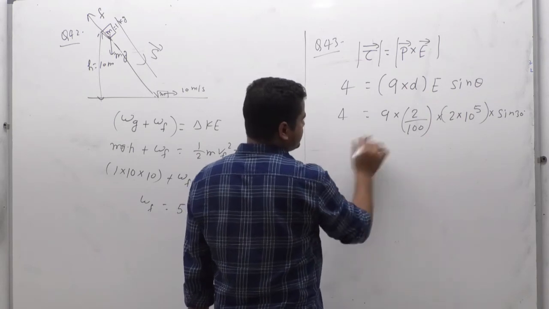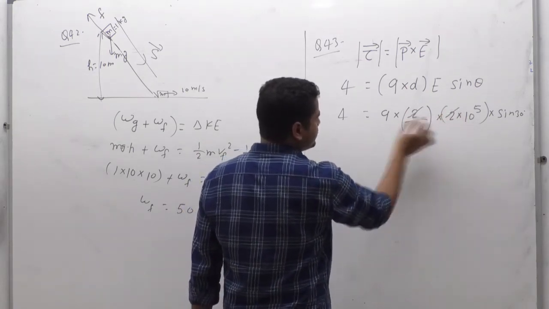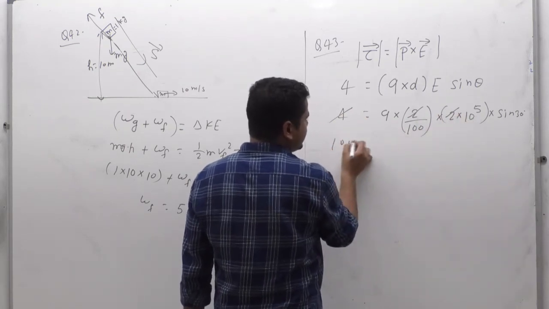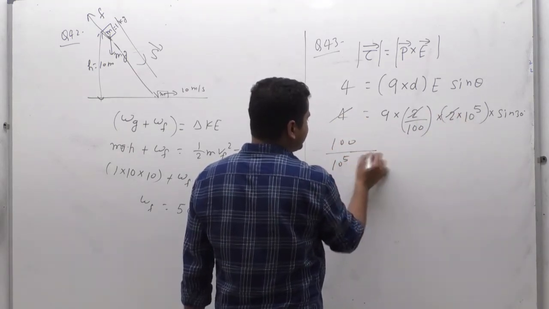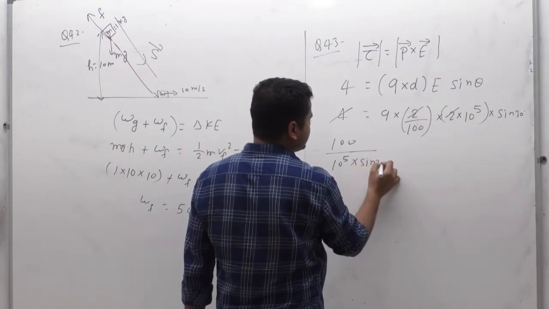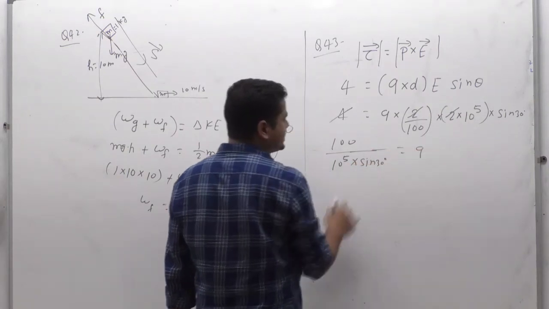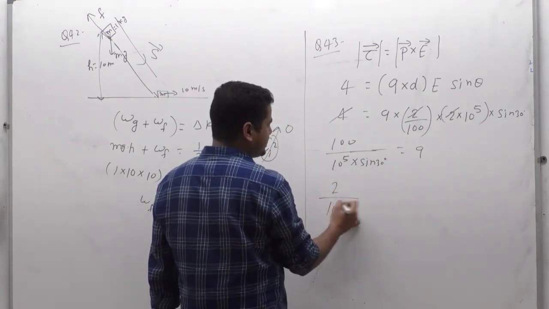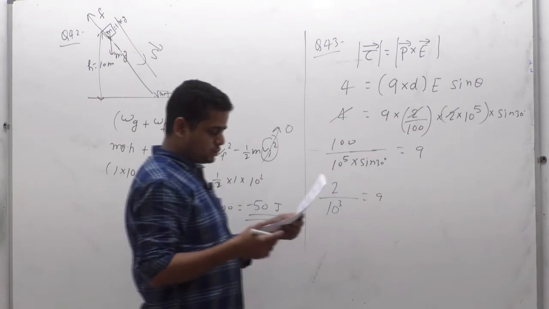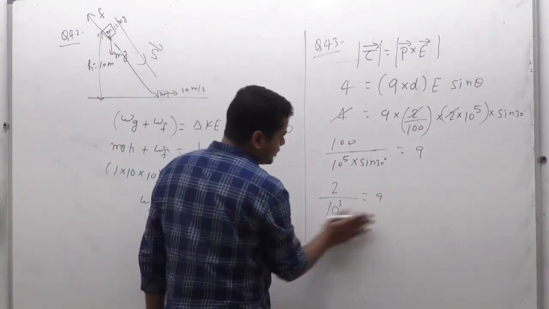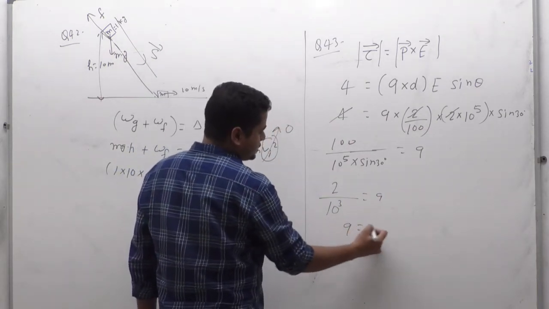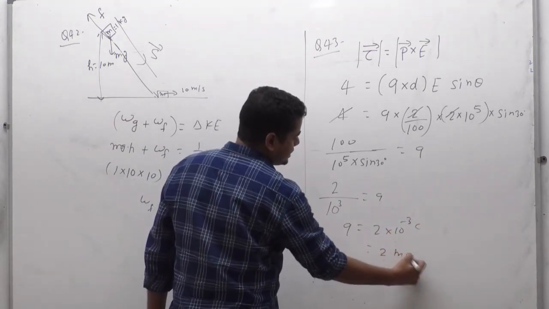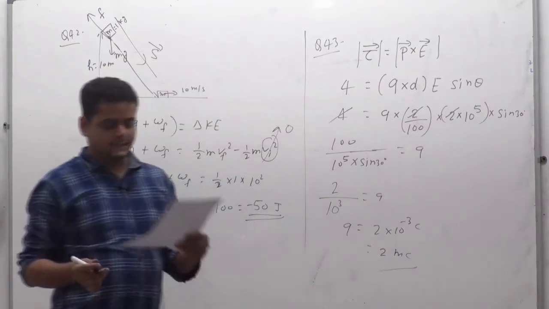From that equation we will be able to solve it. So this is 2, this is 2, 4, so the 4s cancel each other. So this is 100 upon 10 raised to the power 5 into sine 30 degree equals Q. Sine 30 is 1 by 2, so 2 will go up. So this is 2 upon 10 raised to the power 3, which is 2 into 10 raised to the power minus 3 coulombs, which is equal to 2 millicoulombs. So that is question number 43.